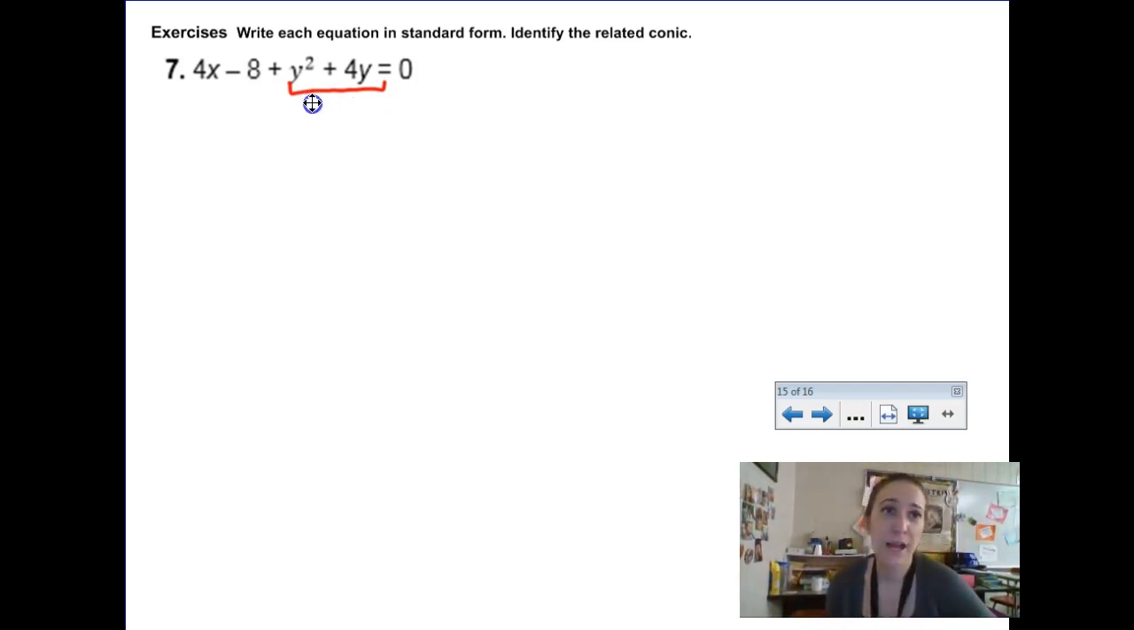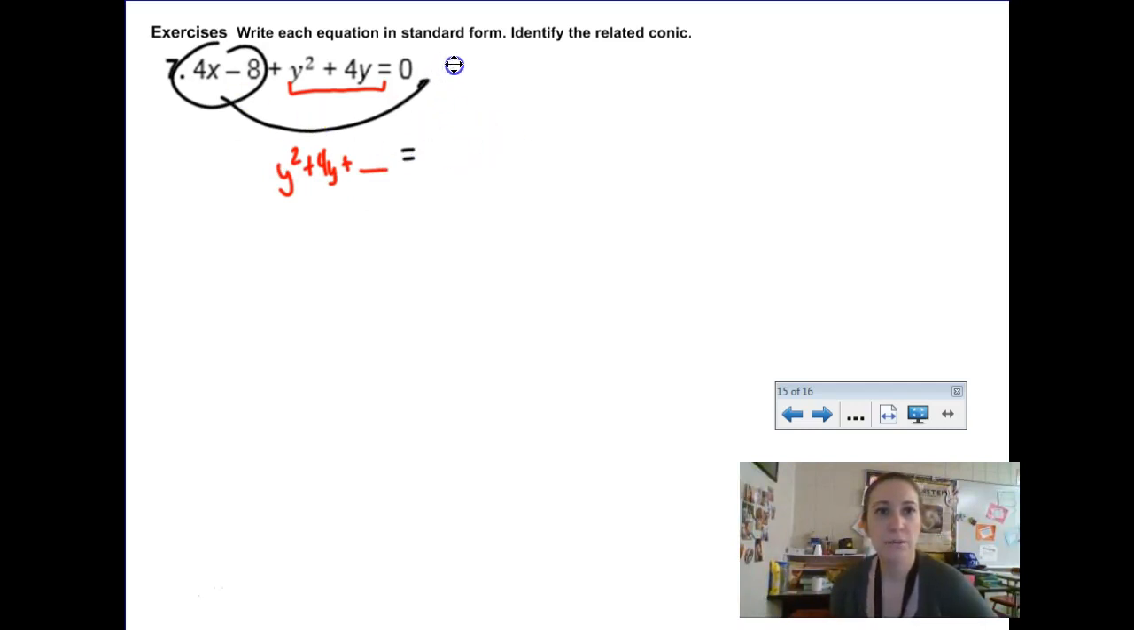Alright, so I don't really like when they're all on the same side, because remember our parabola form, they have all the y's on one side of the equation factored. So I'm actually going to move all this over here. And this becomes y squared plus 4y, we're going to complete the square, equals, and then when I moved everything over, I have a negative 4x plus an 8, because I subtracted everything over.